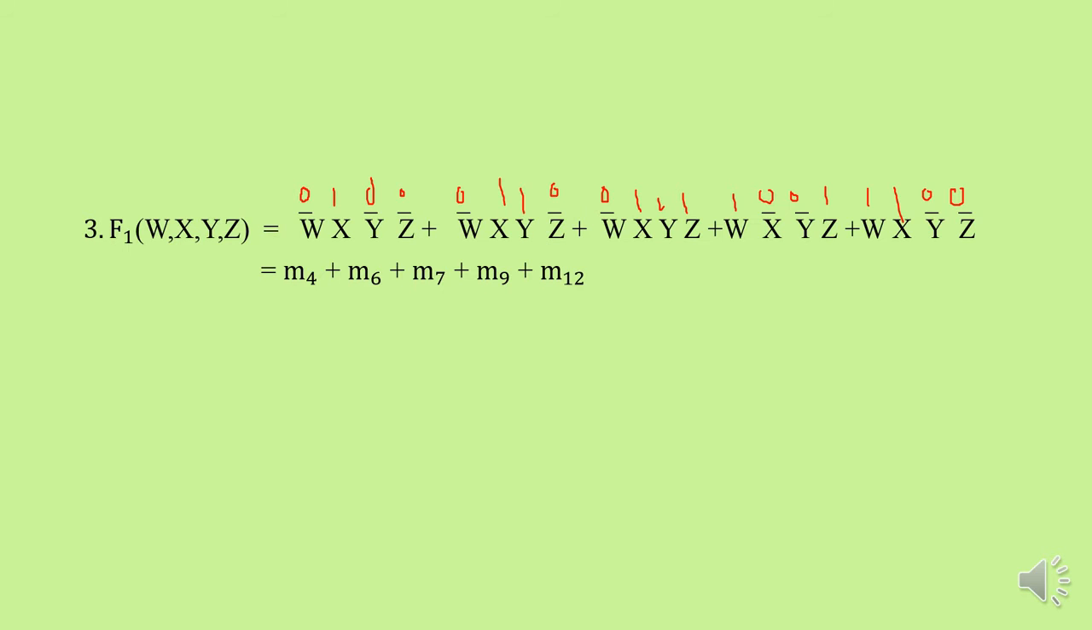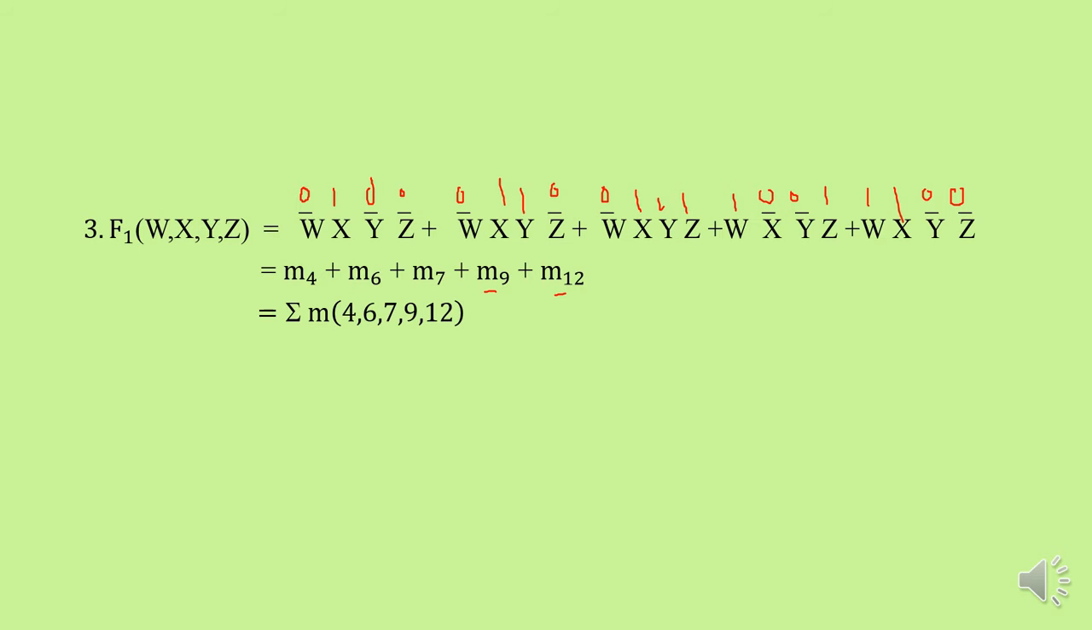1001 means it is 9. So here we write M9 plus 1100. This is equal to 12. So here we write M12. So what is the summation of minterm? That is equal to 4, 6, 7, 9, 12.